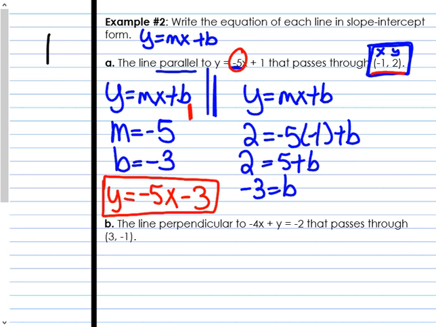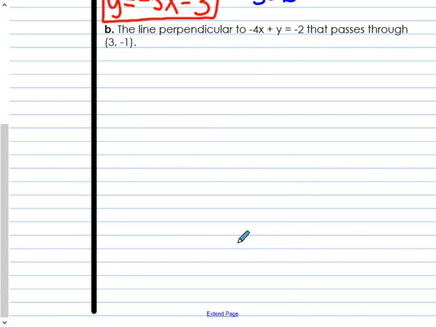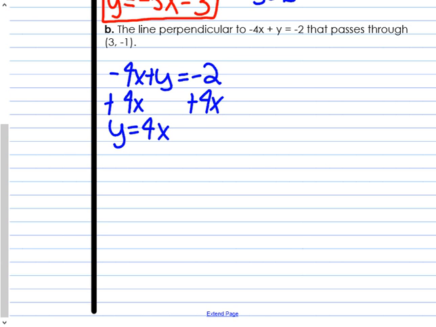Let's do another example. The line perpendicular to -4x plus y equals -2, and it needs to pass through 3, -1. The first thing we need to do is put this in slope-intercept form. So -4x plus y equals -2. I'm going to add 4x to both sides because I want to get y by itself. So y equals 4x minus 2. That's in slope-intercept form. We need a line that's perpendicular to this line.